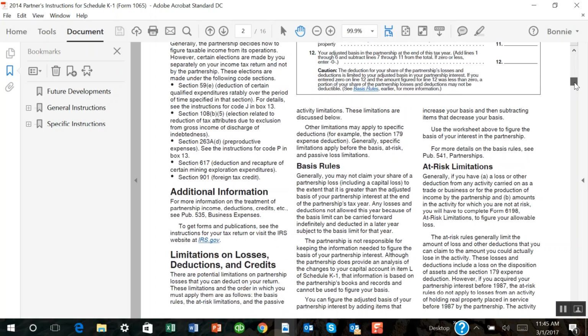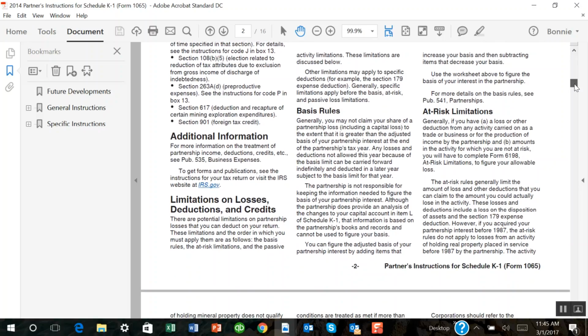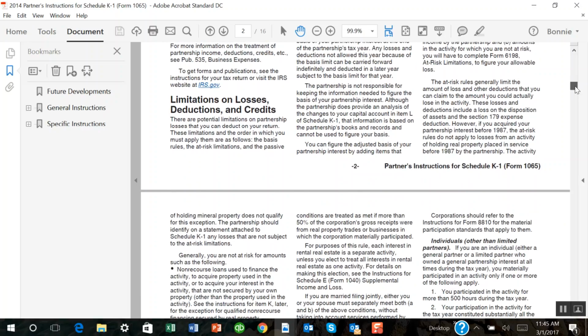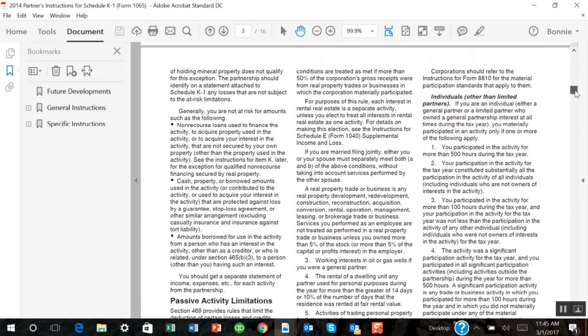But as you can see, the IRS does a pretty good job here in the form instructions of explaining everything in layman's terms. They very rarely refer to a code section in the instructions. Now here you will see there's some code sections, but honestly, a lot of times they will not refer to code sections. They try to keep it in layman's terms.